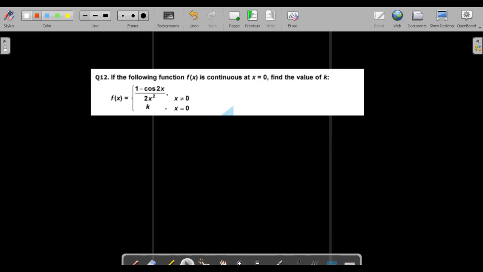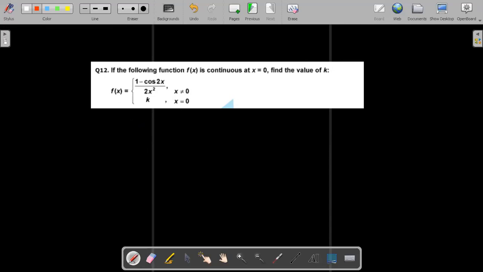Sarthak got k equals 0 and Prashil is getting 4 as the answer. Okay, let's do that question. For f(0), Prashil, you will start this time. For f(0), we are getting a value which is equal to k.